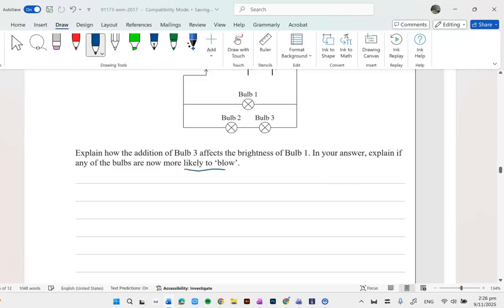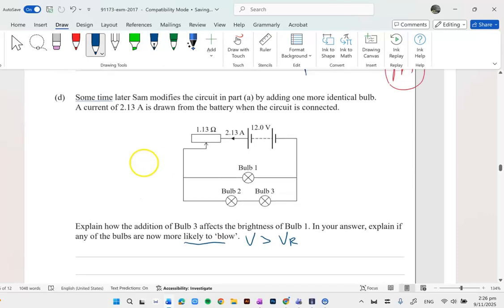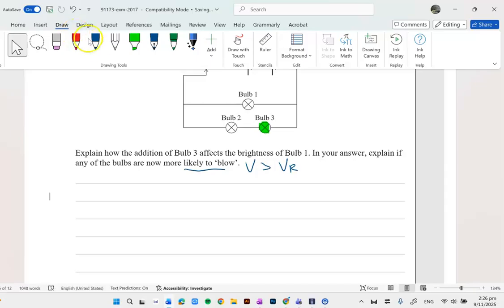So, it's always more likely to blow when the voltage is above the recommended voltage. I'm just going to call it VR. So, let's talk about what's actually going on. We've added in this bulb here. Now, because it is in a parallel, when we add bulbs in parallel circuits, we're actually going to increase the total resistance. So I'm going to first write that down.